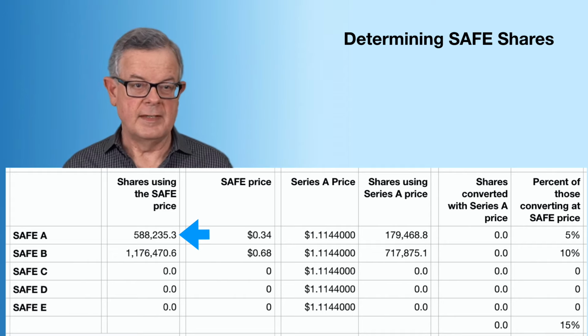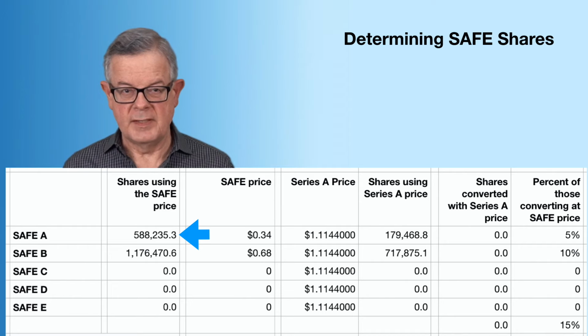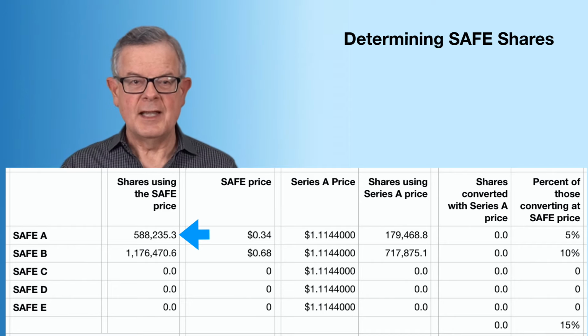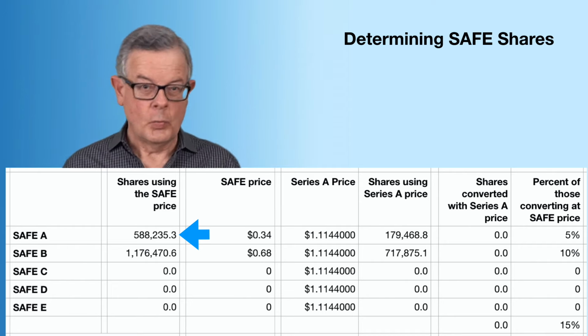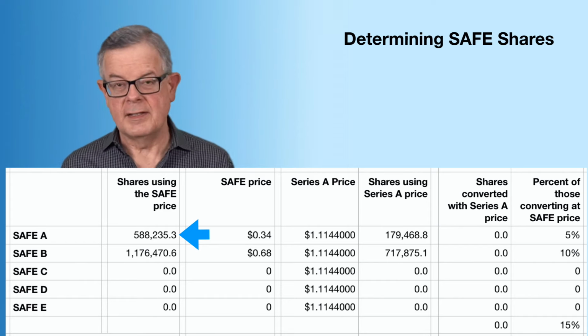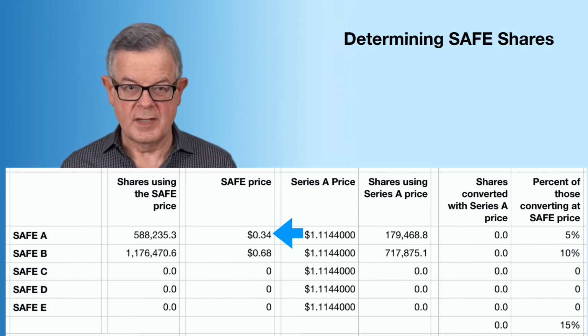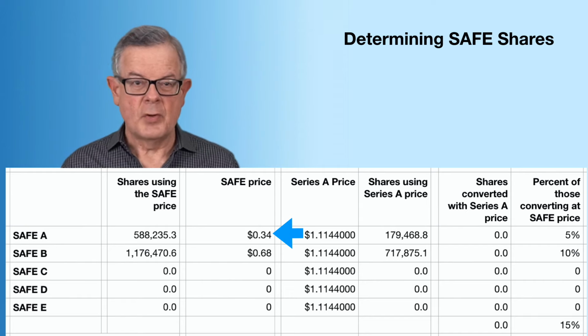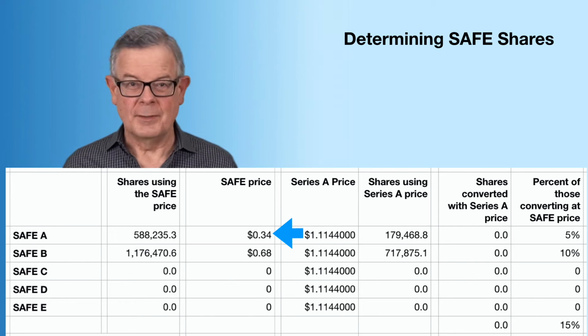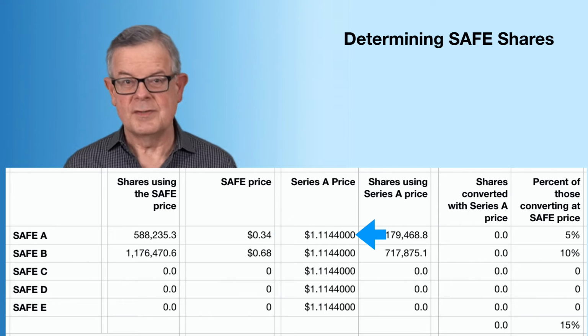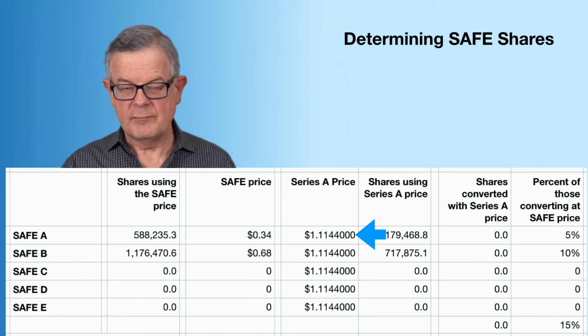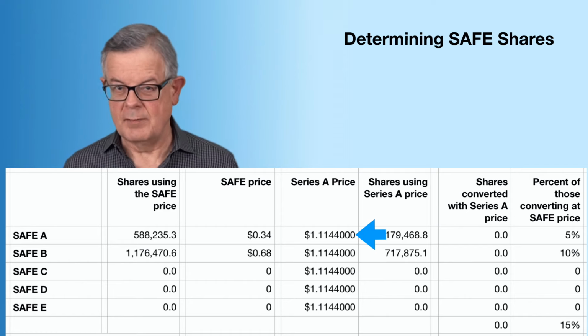580,000 for the A investor and twice that for the B investor. Given that, and given how much they've invested, we can do that division and figure out the share price that they would be paying in that scenario. So that's about 34 cents and 68 cents respectively. Now, in both cases, that's a better deal than the Series A price, which is over $1. So that will be what they pay, the SAFE price, not the Series A price.